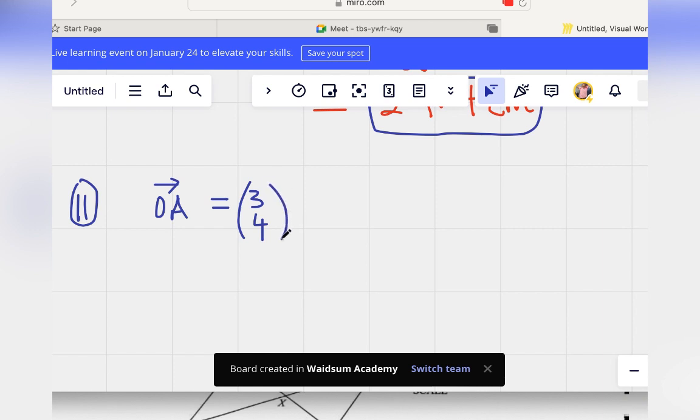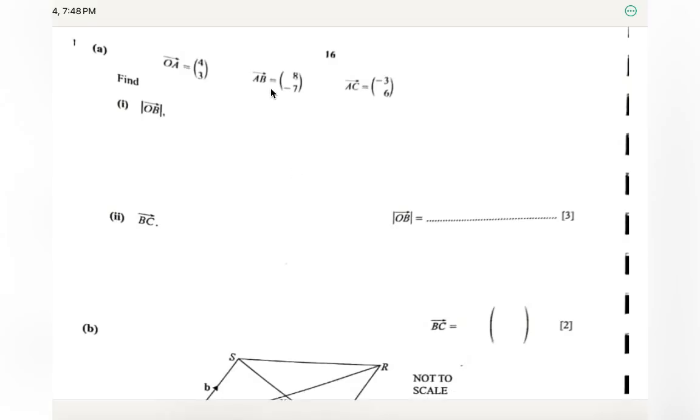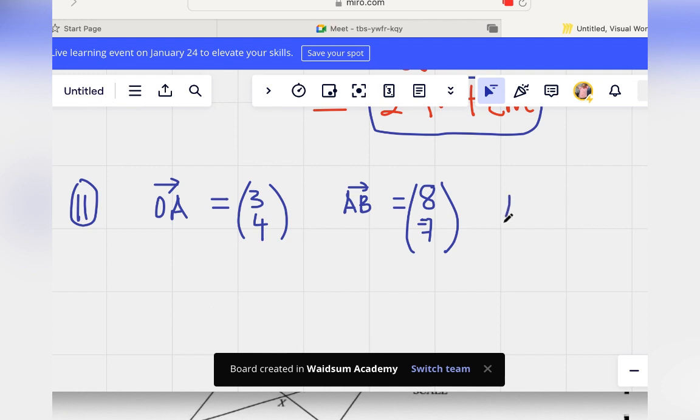Now they gave us vector not OB, but they gave vector AB. Vector AB equals (8, -7), with 8 at the top and minus 7 at the bottom. And vector AC is (-3, 6). That's vector AB.